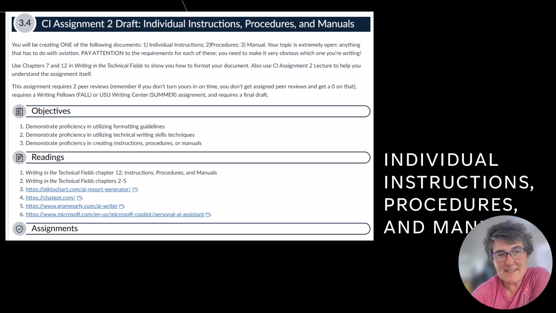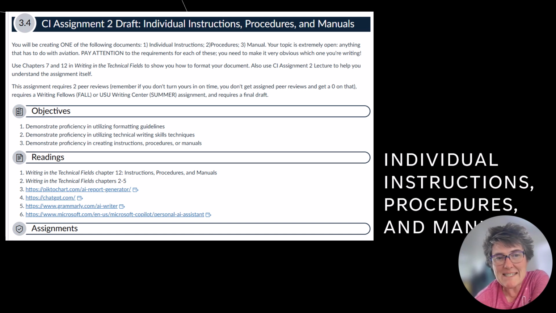So the assignment itself is called CI Assignment 2, Individual Instructions, Procedures, and Manuals. It focuses on Chapter 12. You can review 7 a little bit as well. We'll use 7 a lot more in the next module, but it can give you some tips and tricks if you need some. Chapter 12 is like the instruction manual for writing instructions and manuals. Sounds stupid, but anyway, you're going to pick one of those 3 things to create: instructions, procedures, or a manual.